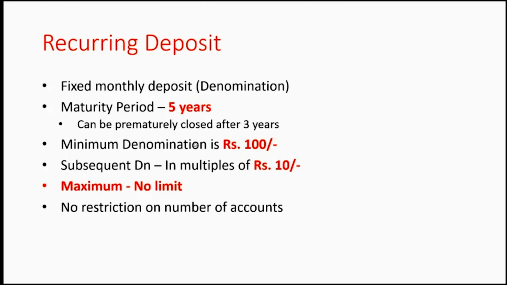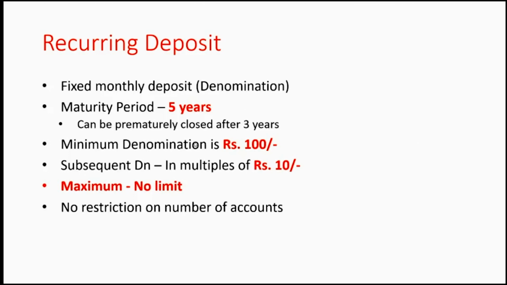The maturity period for a recurring deposit is 5 years, and this RD can be prematurely closed after completion of 3 years. The minimum denomination is rupees 100, and the denomination can be in multiples of 10, with no maximum limit. So I repeat, minimum denomination rupees 100, in multiples of 10 like 110, 120, 130 and so on, and the maximum is no limit.